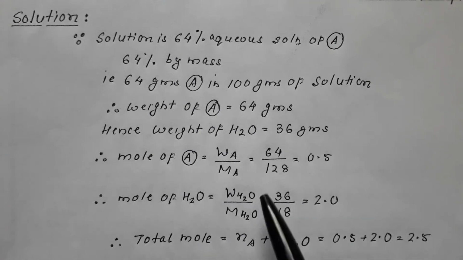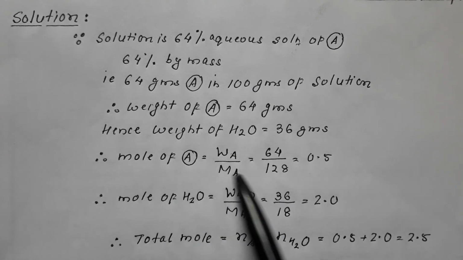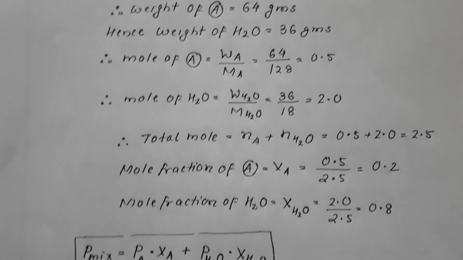Mole of water is weight of water upon its molecular weight. Weight of water is 36, upon its molecular weight 18, comes to be 2. The mole of A is 0.5 and the mole of water is 2. Hence total mole, that is mole of A plus mole of water, is 0.5 plus 2, which is 2.5.